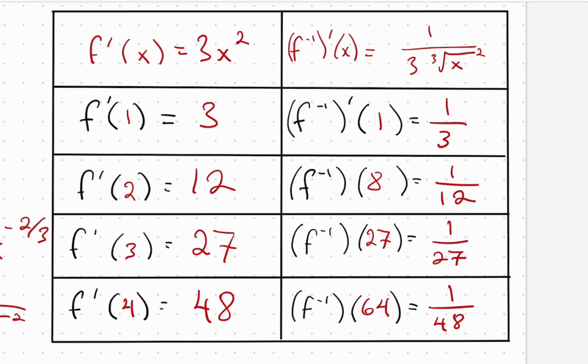Looking at the answers for the left column and the right column, do you notice any patterns? For this first row, f prime was equal to 3. And notice the denominator for f inverse prime is also 3. The answers for the right-hand column are the reciprocal of the answers from the left-hand column.